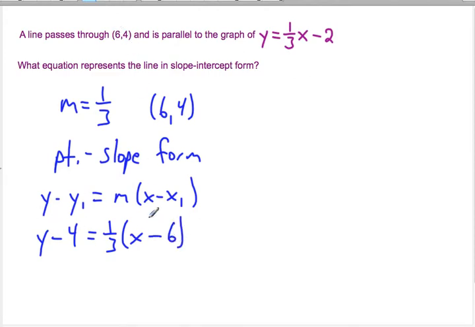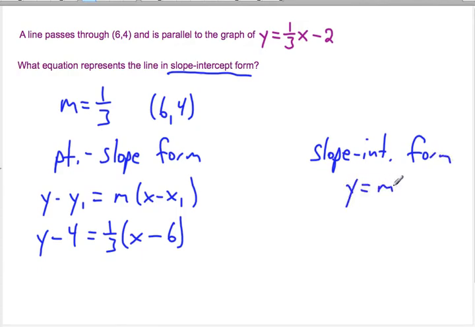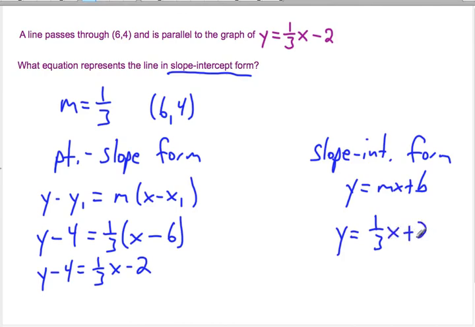And that's the equation of the line in point-slope form, but they want it in slope-intercept form. Remember, slope-intercept form, let me write that down, is y equals mx plus b, so that just means we need to solve this for y. So we get y minus 4 equals 1/3 x minus 2, because 1/3 times 6 is 2, and then add 4 to both sides. So we're going to end up with y equals 1/3 x plus 2. And so it passes through (6, 4) and is also parallel to this because it has the same slope.